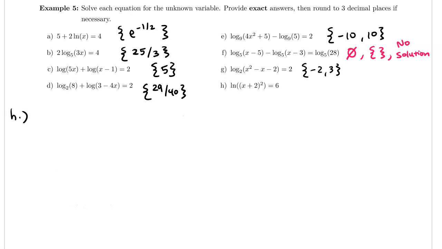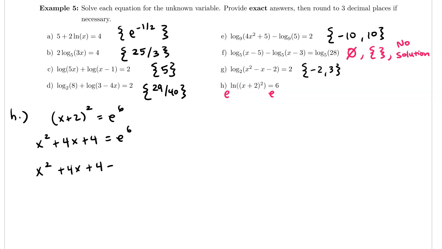All right, for part H, I'm going to go ahead and e both sides, and then that will give us (x plus 2) quantity squared is equal to e to the power of 6. I'm going to go ahead and expand out my left-hand side. That's going to give us x squared plus 4x plus 4 equals e to the power of 6. And now I'm going to subtract e to the 6 from both sides, and we're going to get x squared plus 4x plus 4 minus e to the power of 6 is equal to 0.